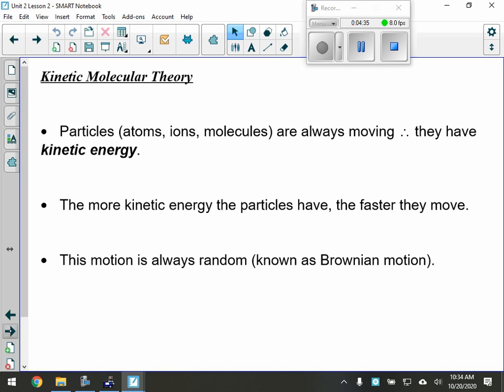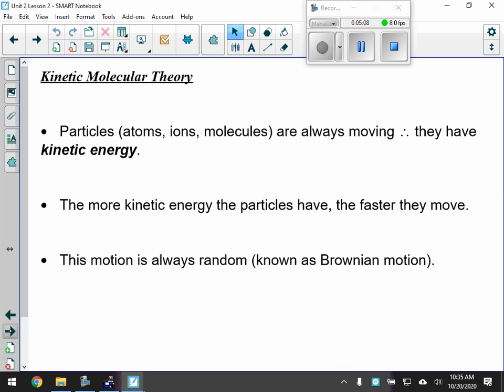Okay. Also, I think we should know this. We should know this by now. So hopefully I'm not telling you anything new. But particles are always moving. Okay, always. Whether they're in solid, liquid, or gas form, particles move all the time. They have kinetic energy. The more kinetic energy they have, so for example, you heat them up, the faster they move. Okay? This motion is random. It's called Brownian motion. Don't worry about that. But the motion's random. Okay, you can't really predict where they're going to go.